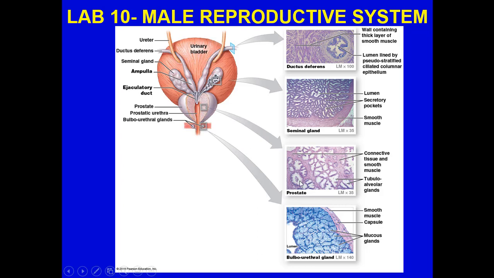Then you get into the prostate, which is connective tissue, smooth muscle, but also tubuloalveolar glands. These are going to provide prostatic fluid and add to the mixture of semen. And finally, you have that small structure there, the bulbourethral gland. You can see, of course, the lumen. You have lots and lots of mucus glands, a little bit of smooth muscle, and then, of course, the capsule. Again, these are all glandular, adding different components to the mixture that's going to make up semen.